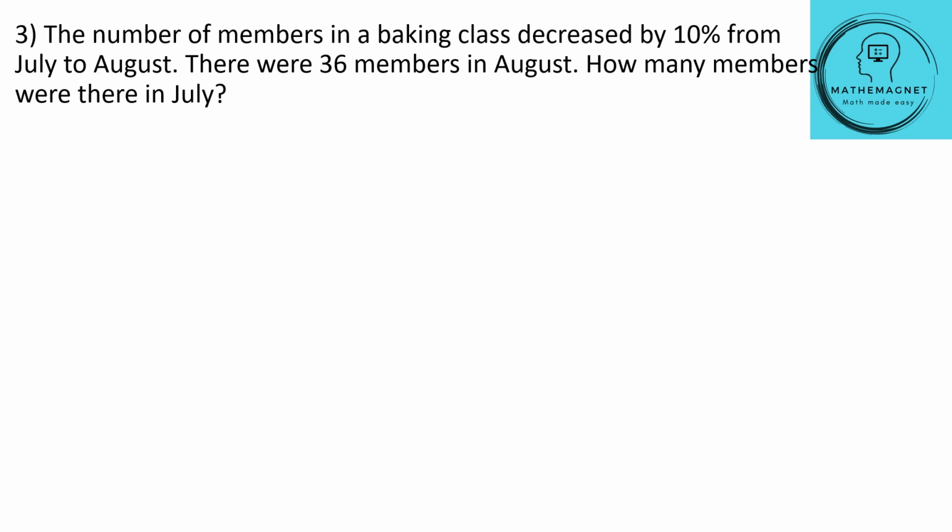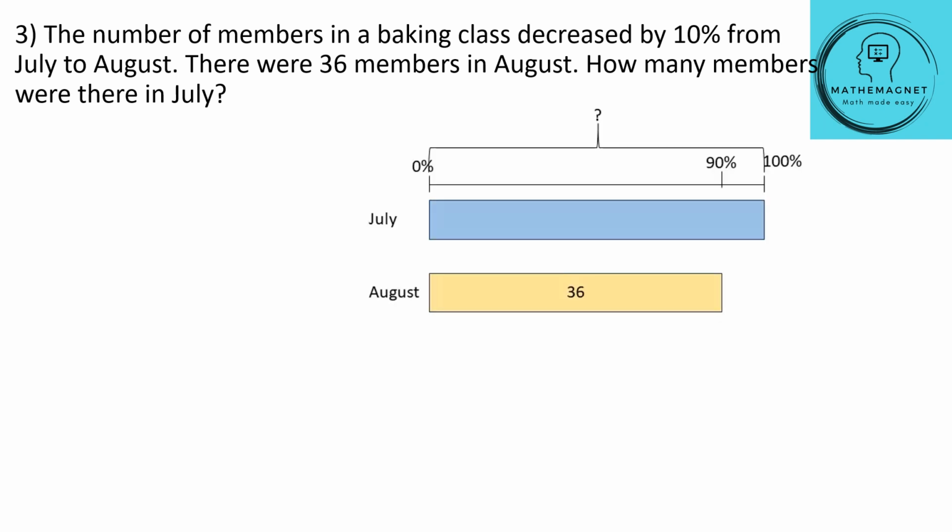The number of members in a baking class decreased by 10% from July to August. There were 36 members in August. How many members were there in July? Here we know that the number of members in the baking class has reduced. The number of people attending in August has fallen from July, and there were 36 members in August. So let's look at how to go about it with the bar model.